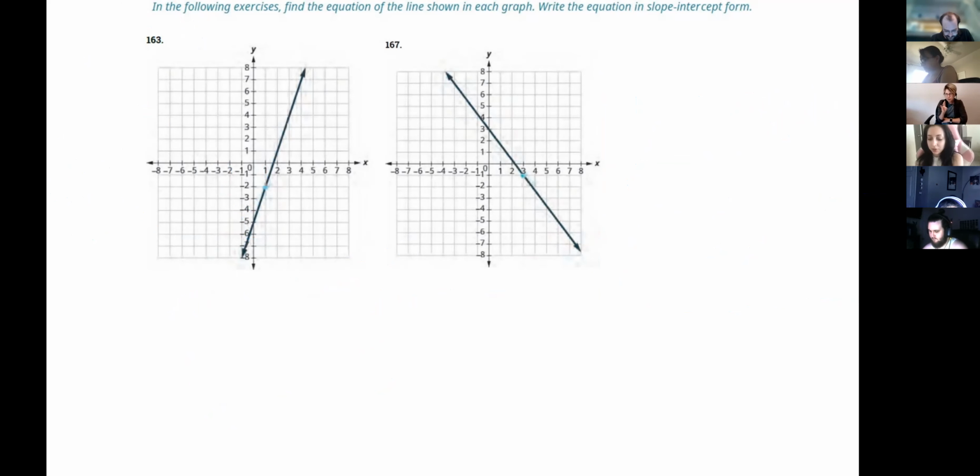I got -4/3 for the slope. Rise is -4, run is 3. And then I got +3 for the b. Is that right? 1, 2, 3, 4. I got the same thing. I think it's -4 over 3. Is that what you said? Yes. At this point, we could pick it out. It's 0, 3.